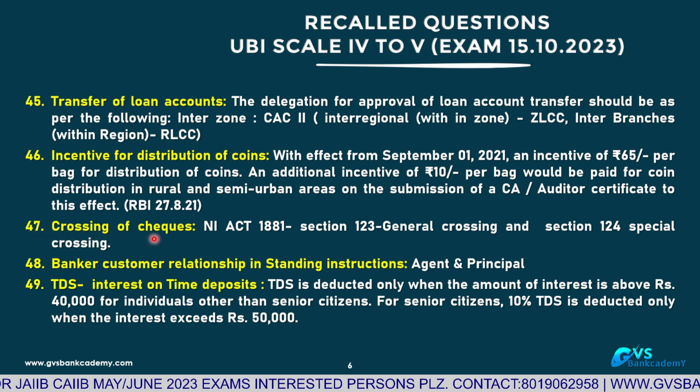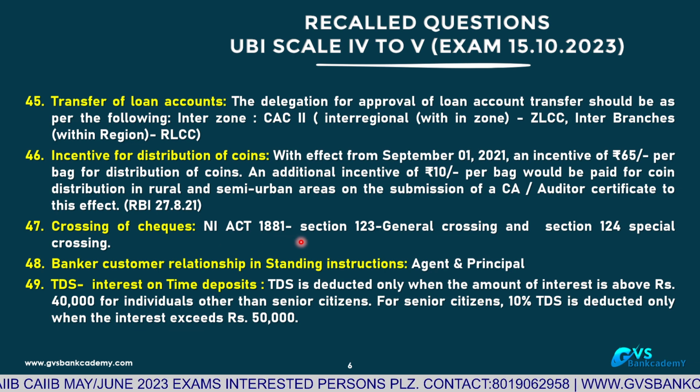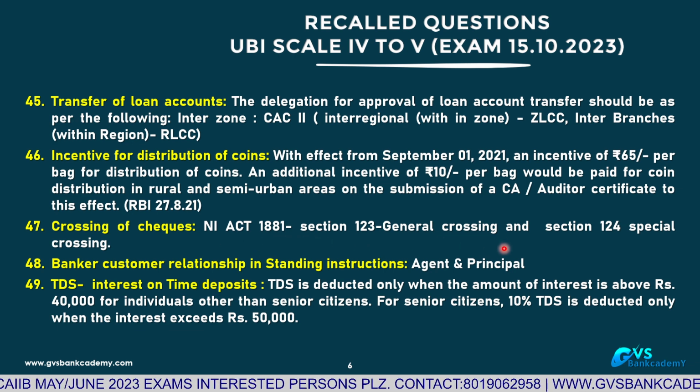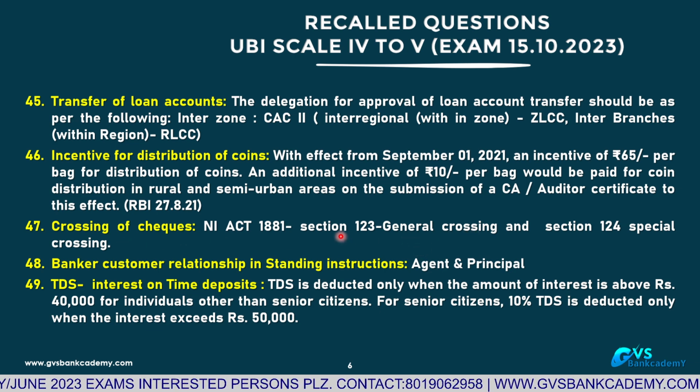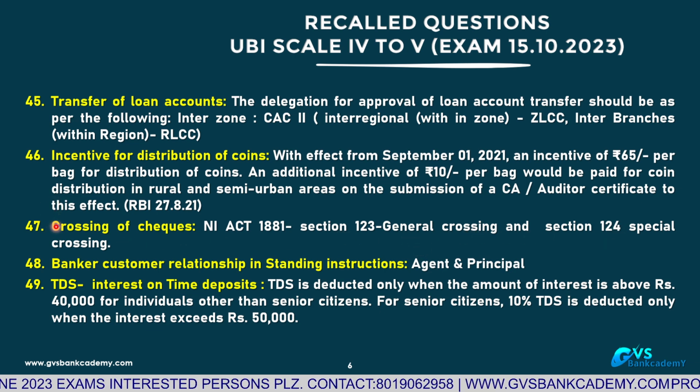47. Crossing of cheques, NI Act 1881. Section 123 is general crossing. Section 124 is special crossing. They asked about these sections. Crossing section 123, uniform for all.